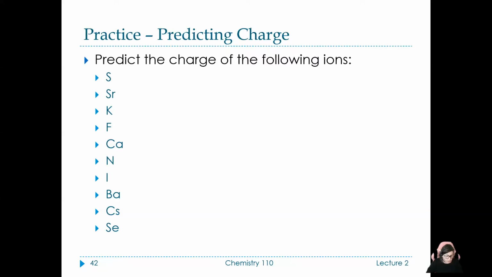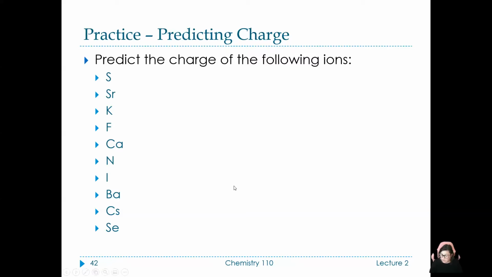Ca is in group 2A. It wants to lose electrons since it's a metal to become a cation, and it needs to lose 2 electrons to become like argon. Nitrogen is a nonmetal, so it's going to have a negative charge, and it needs to pick up 3 electrons to be like neon. Okay, since it's number 7, it needs to pick up 3 electrons to be like neon, which is number 10.